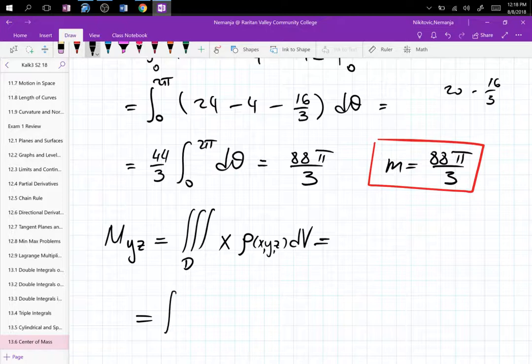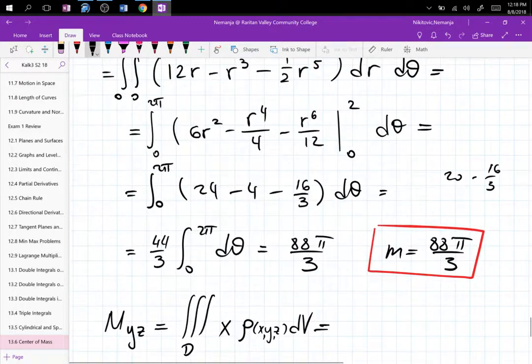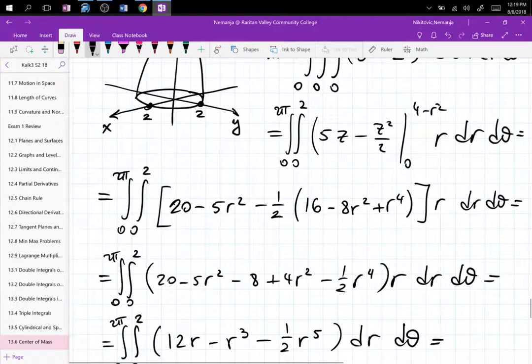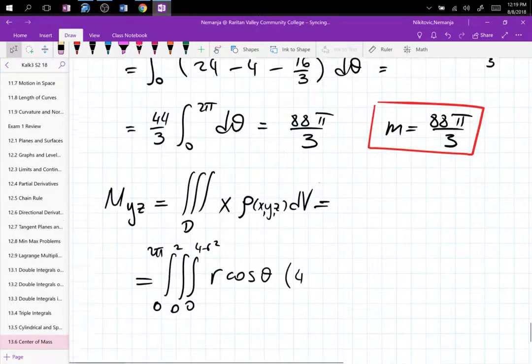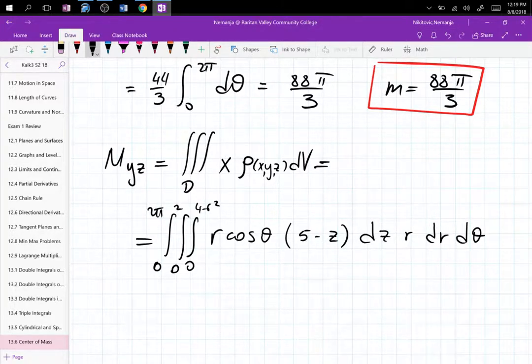So, I have my triple integral. All of the limits are the same. So, what do I have? 0, 0, 0, okay. I have 2 pi, I have 2, and I have 4 minus r squared. And now here's x. It's the polar part, r cosine theta. And then our rho was given as, what was our rho? 5 minus z, nice. And now I have the dz r dr d theta. Nice.